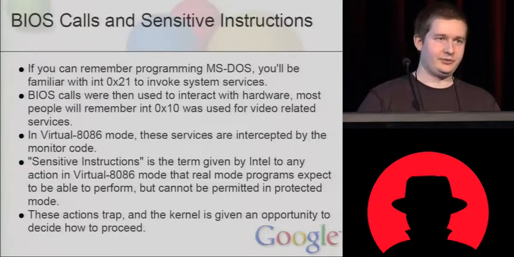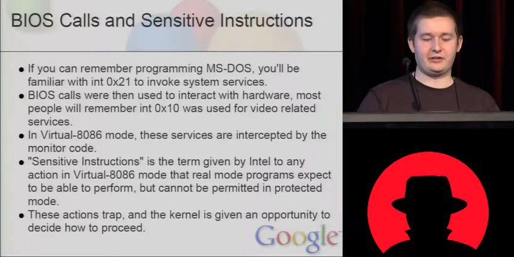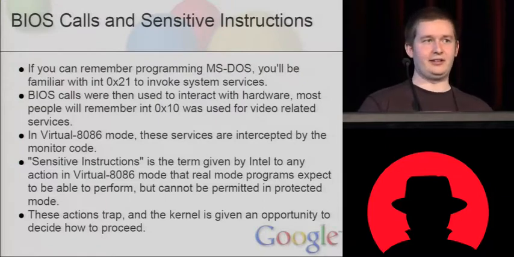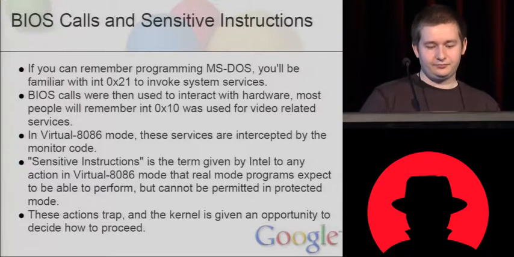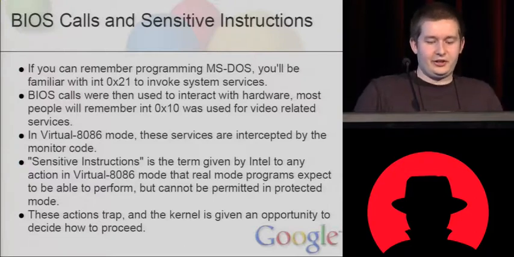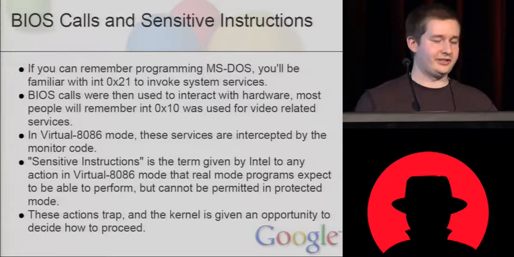So in this way, programs that could never be allowed to work in protected mode can have all the services they expect to be able to use faked, and they can think they're working on a real MS-DOS system or whatever. So yeah, these actions trap, and then the kernel is given an opportunity to decide how it wants to proceed.